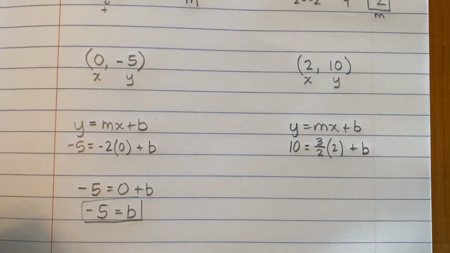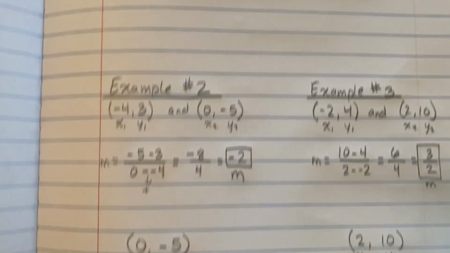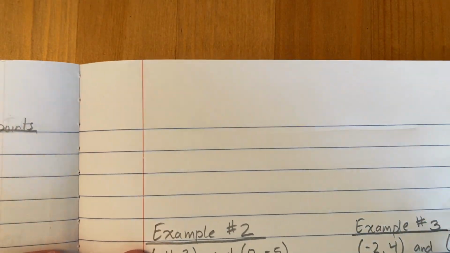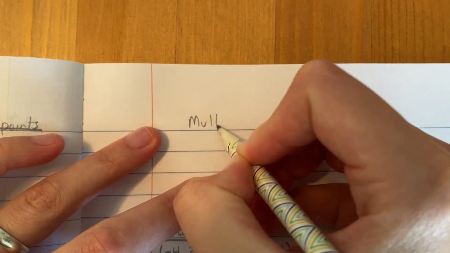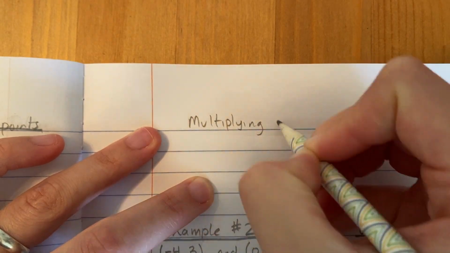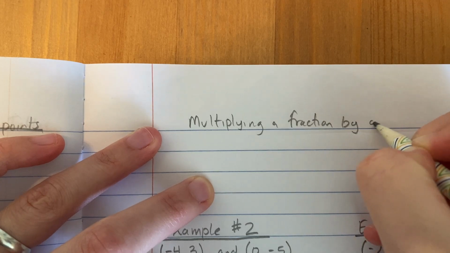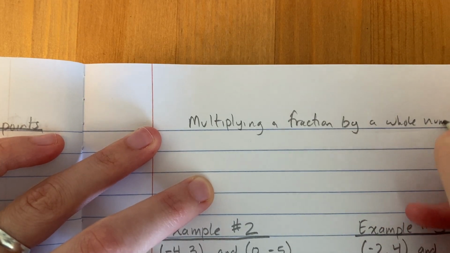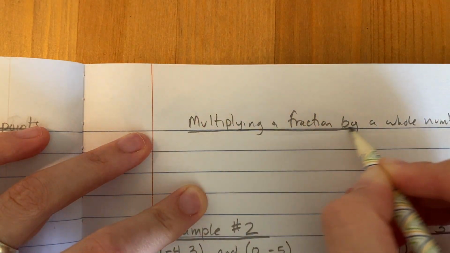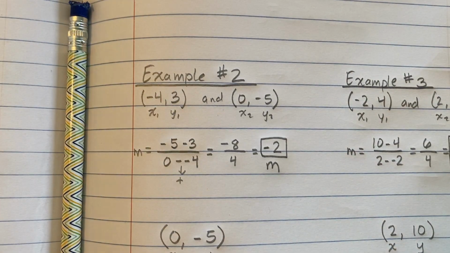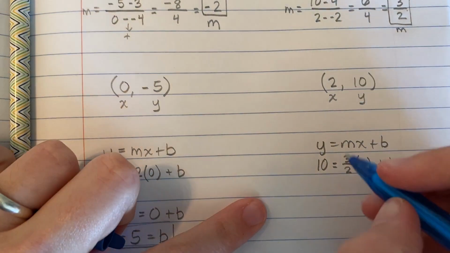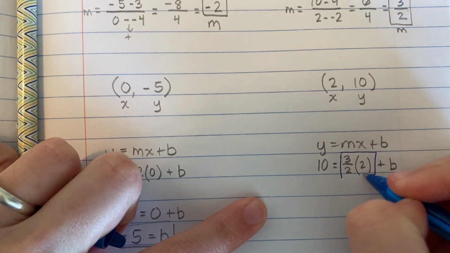So what I'm going to do is, you should have some space up top here, right? Because you just kept your examples in line right here. So I'm going to do a mini lesson right here on multiplying a fraction by a whole number. How do I do that? Right? And here's what I'm looking at. I need to do this multiplication right here: 3 halves times 2.